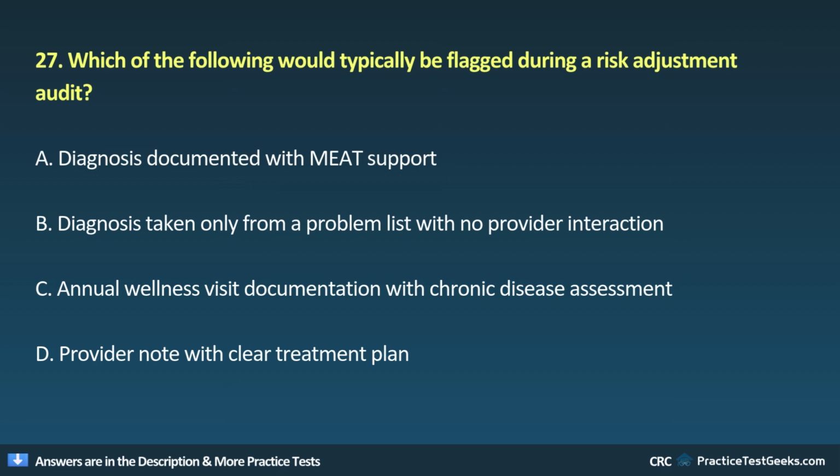27. Which of the following would typically be flagged during a risk adjustment audit? A. Diagnosis documented with MEAT support. B. Diagnosis taken only from a problem list with no provider interaction. C. Annual wellness visit documentation with chronic disease assessment. D. Provider note with clear treatment plan.